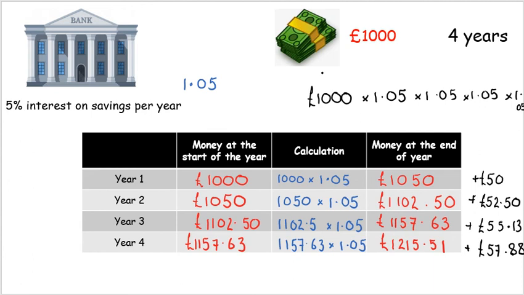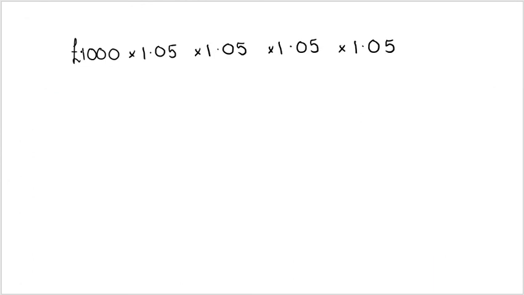Okay, so let's see if we can simplify this. What we ended up with was this big long calculation. And if we know our powers as well, we know we can simplify this to our original amount. So what we started with at the very start, £1,000, multiplied by this 5% increase 4 times. So we can write that in power form, 1.05 to the power 4. And that is our shorthand method of doing this long table method.